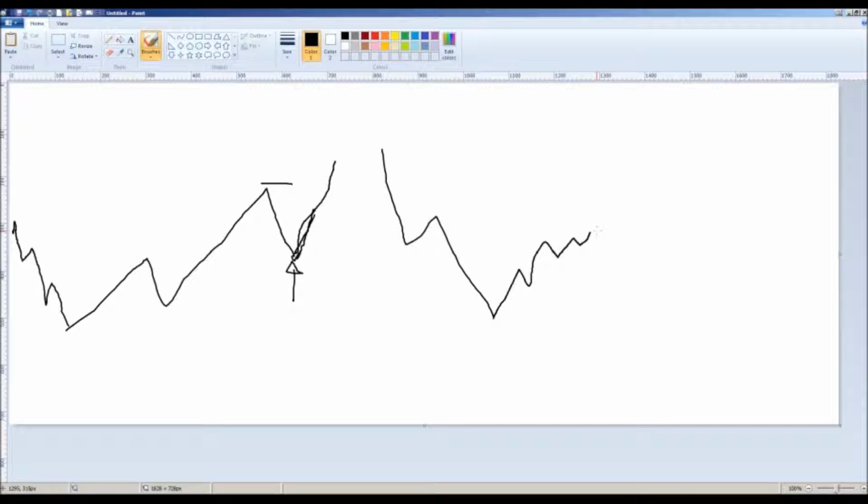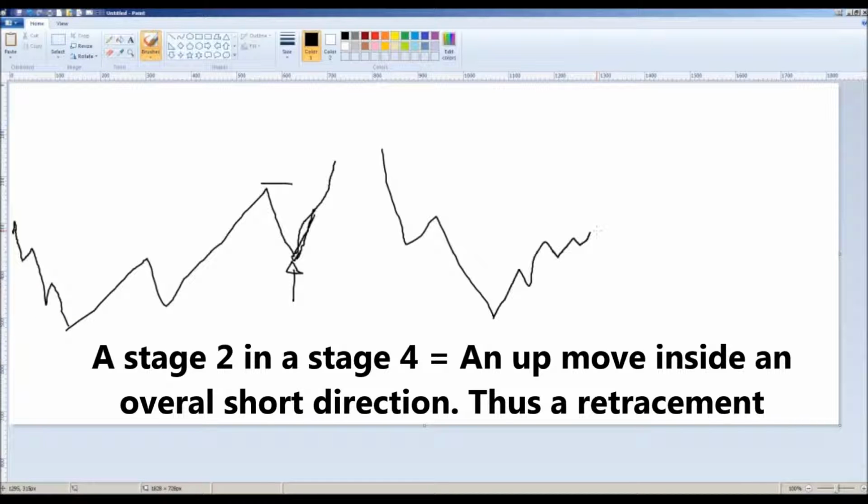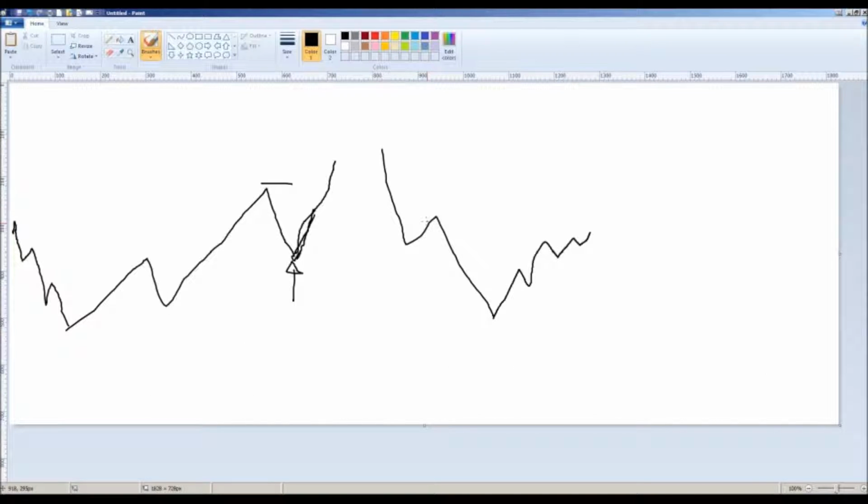Bruce, what stage is this? It's not a stage 2 yet. Looks like a 2 and a 4 to me. Why? Tell me why. You haven't taken out that prior high yet. You, Bruce, should be a multi-millionaire by now. You know all of this stuff that I teach. I know, you've taught me a lot, yes. You should be super rich by now.